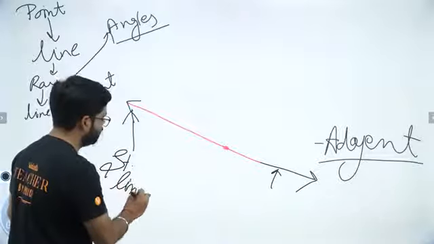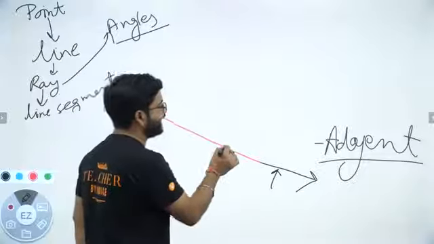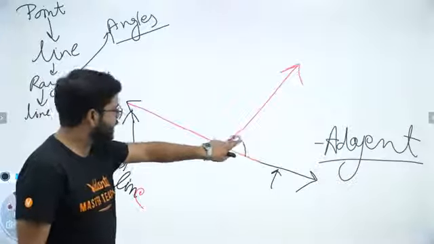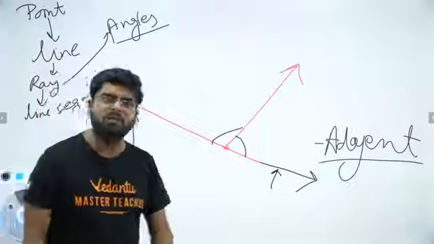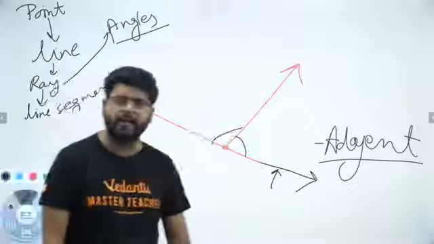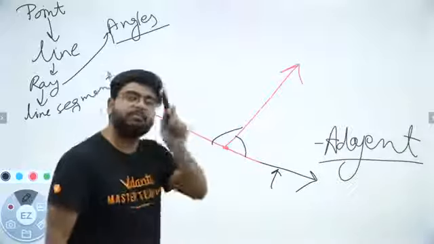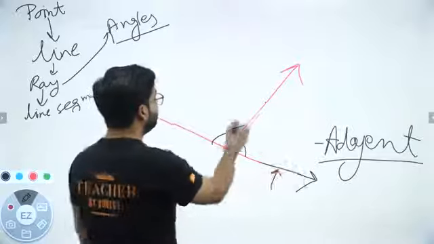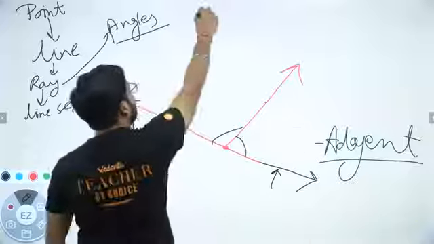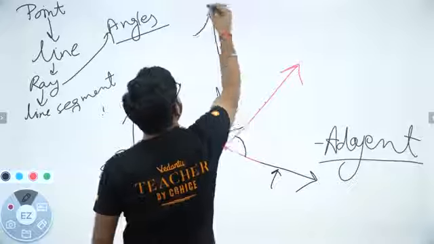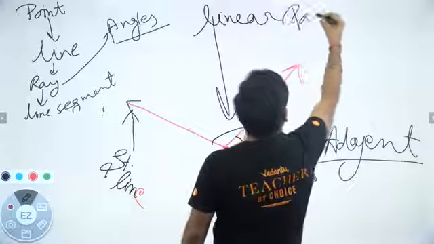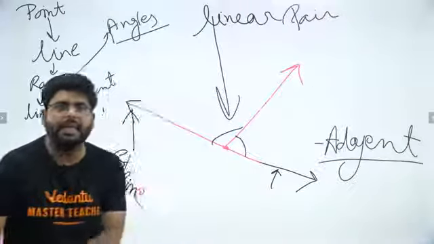Now, the arm of a third angle was coming in between. Can I say that these are adjacent angles? Yes, of course, because they share a common arm, and the other two arms are on the opposite side of the common arm, right? Now, there is one more thing that I can say. I can say that they are a pair of angles on a straight line. So we call this a linear pair. Linear pair. Okay? So this can also be called a linear pair.